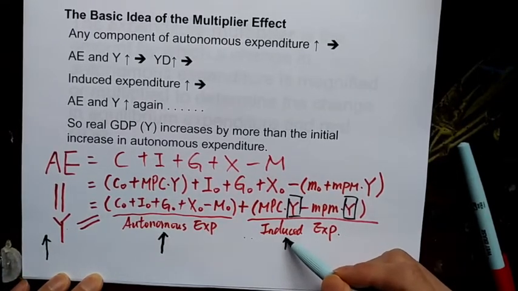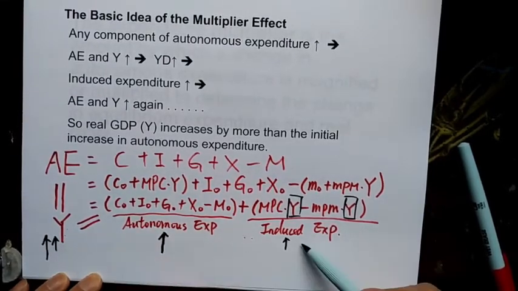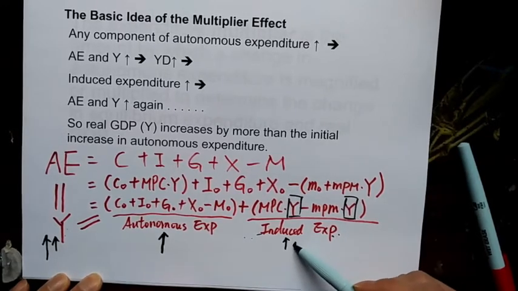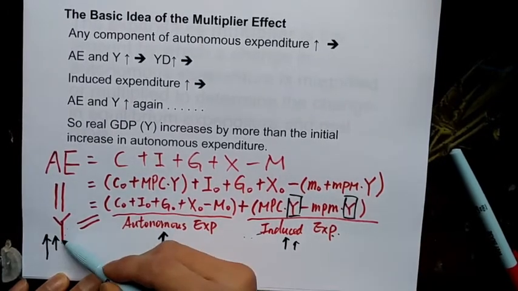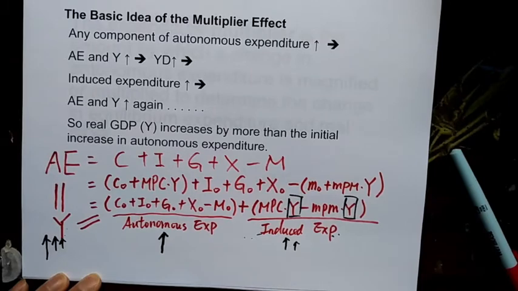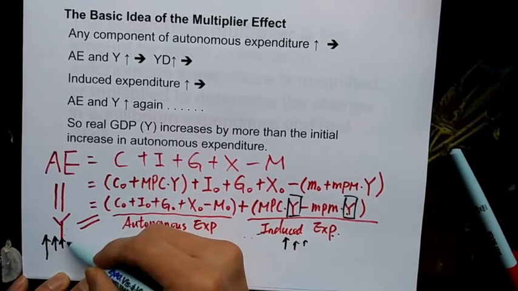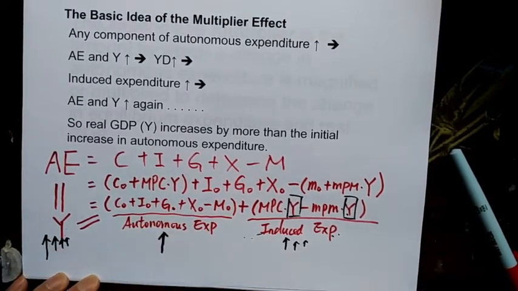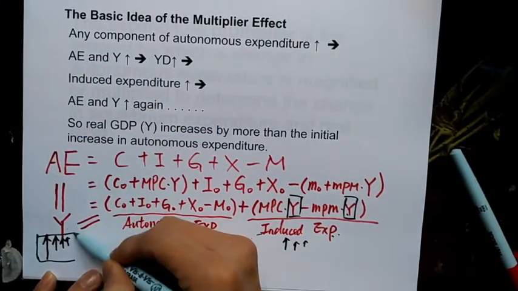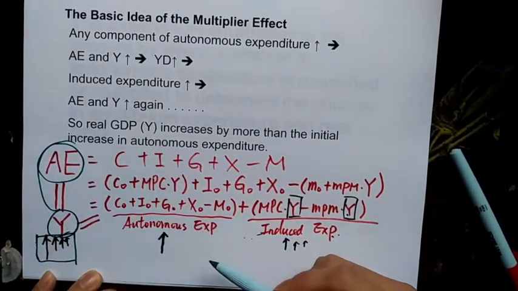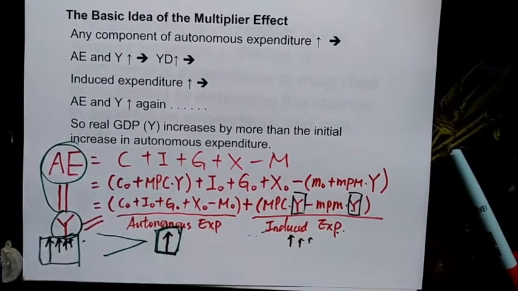Then the right hand side increases, the left hand side will also increase. But when income increases again, the induced expenditure increases again. And when the second part of the right hand side increases again, the left hand side increases again. So this part keeps increasing because Y keeps increasing. That is why the total increase in equilibrium income, equilibrium expenditure, is much bigger than the initial increase in autonomous expenditure.